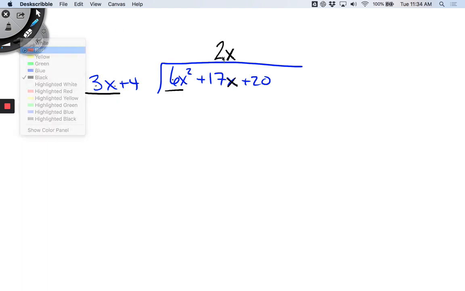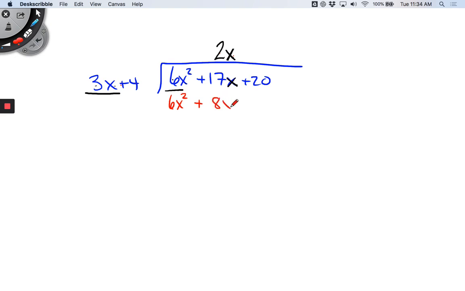Now I'm going to multiply. 2x times 3x is 6x squared. 2x times positive 4 is positive 8x. Then I'm going to draw a line. But here's the deal. We need to subtract. But when we subtract a polynomial, we subtract and change this sign. Now when we subtract down, this cancels, and 17x minus 8x becomes 9x. And then I'm going to bring down the plus 20.